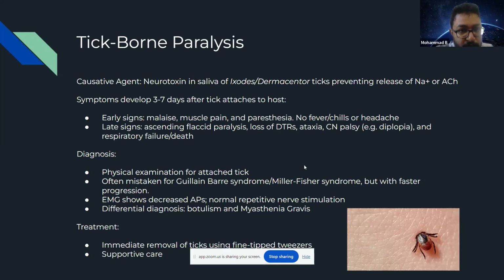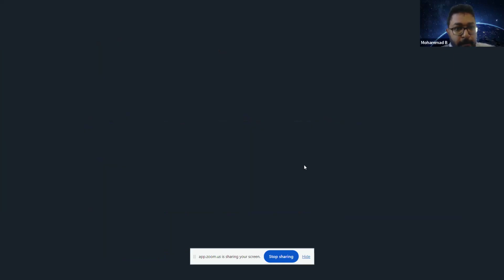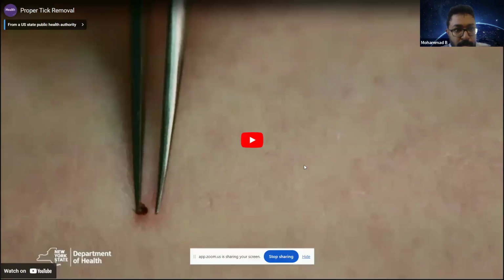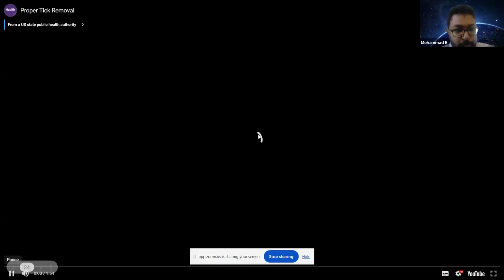This tick-borne paralysis is often mistaken for Guillain-Barré syndrome, which is usually a peripheral disease, but it happens much faster. It occurs within 3 to 7 days, and the treatment would be to remove the tick as soon as possible, and supportive care in case the patient is having difficulty breathing, if their respiratory muscles are affected by this neurotoxin from the tick. And this is how they typically remove it.